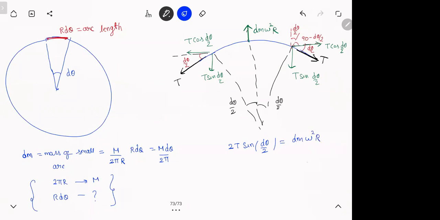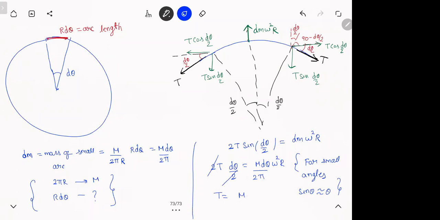Now we also know for small angles you can write sine theta is equal to theta. So remember this thing. This we can do only for very small angles, theta less than 5 degrees. So here this will become 2T, sine d theta by 2 becomes d theta by 2, dm is m d theta by 2 pi, omega square r. 2 gets cancelled, d theta gets cancelled. So you get tension is m omega square r by 2 pi. The result is important and method is important because this will come in another 5 chapters.